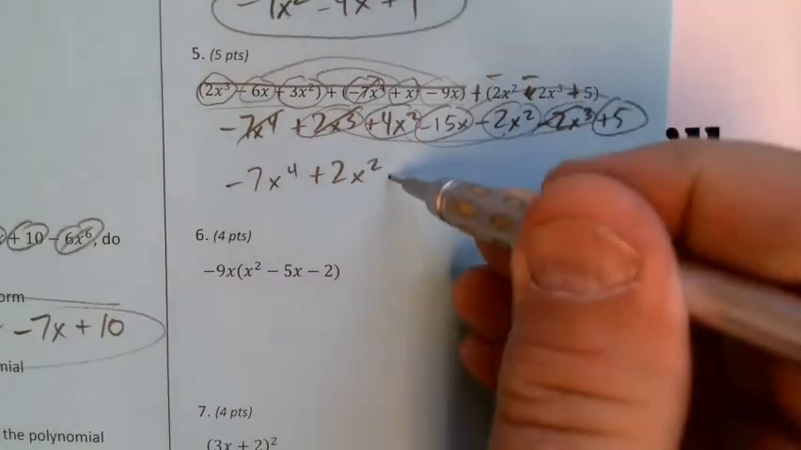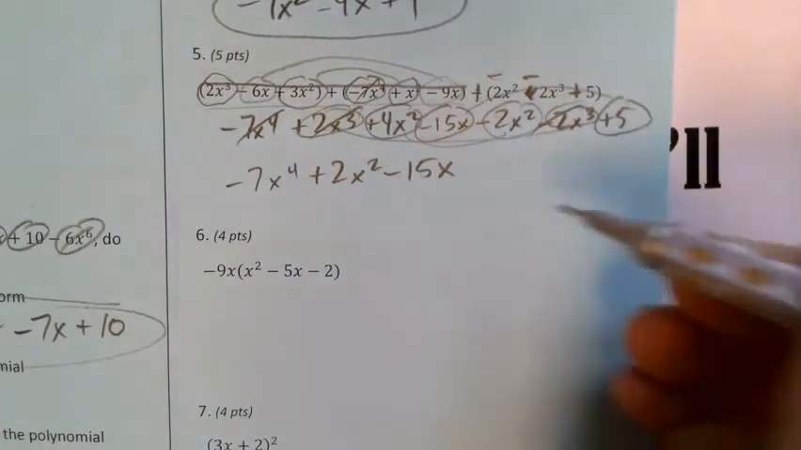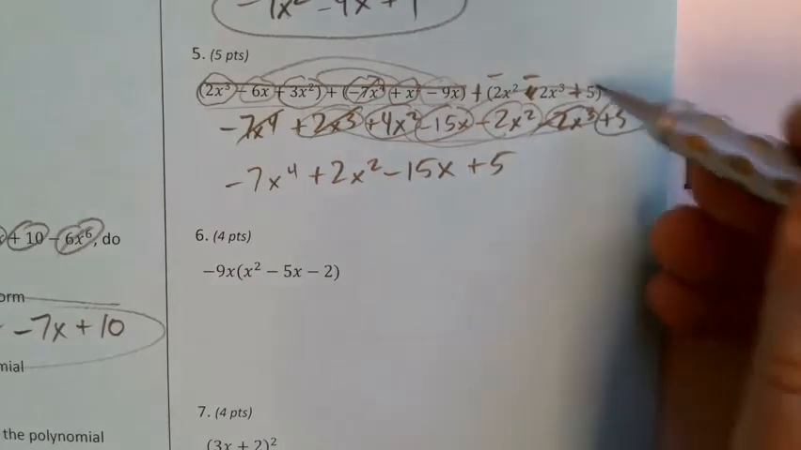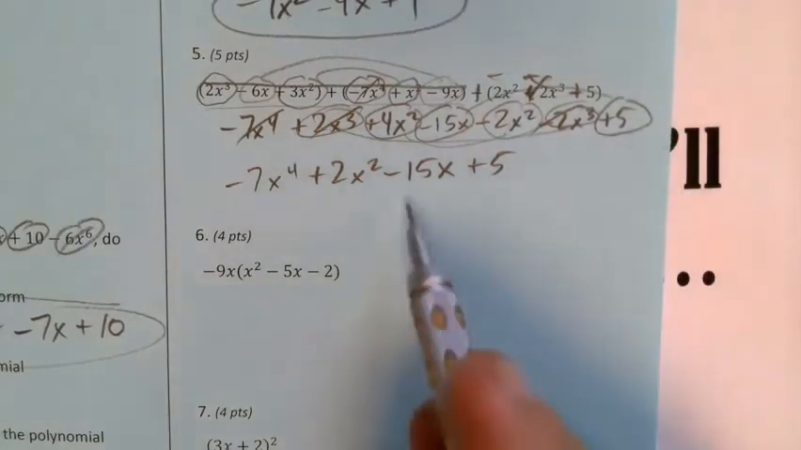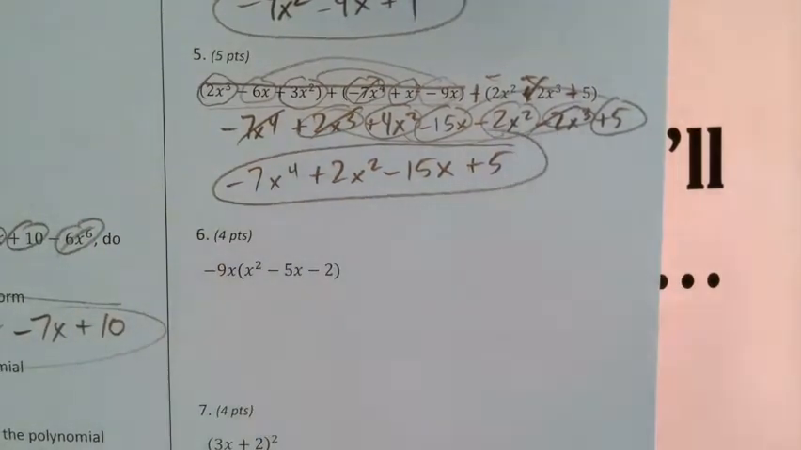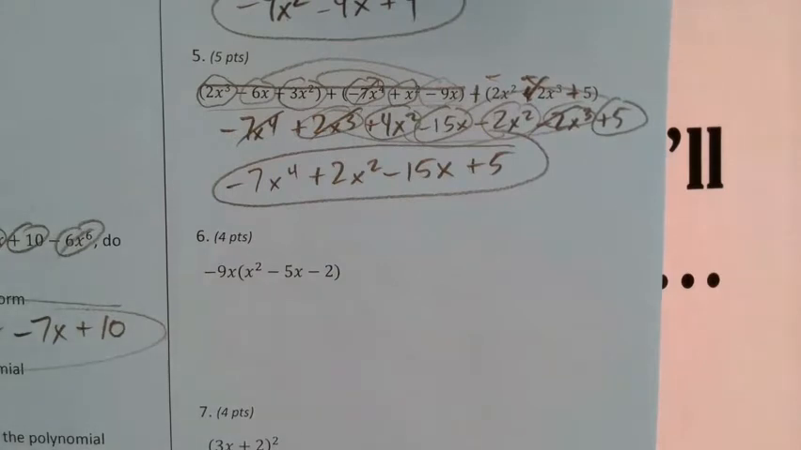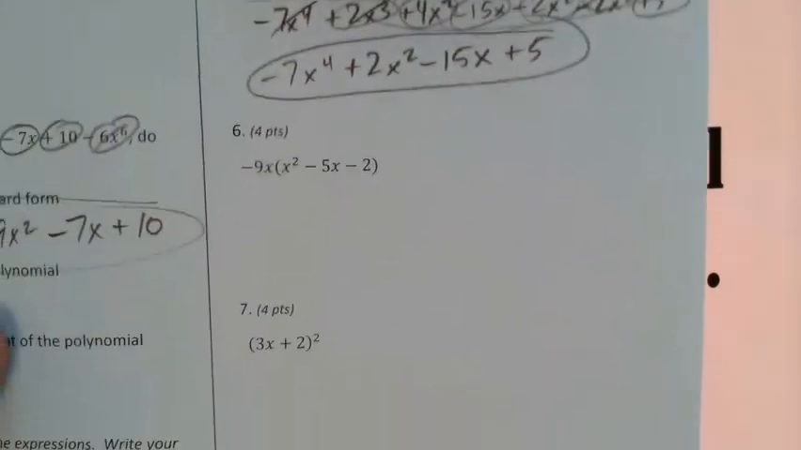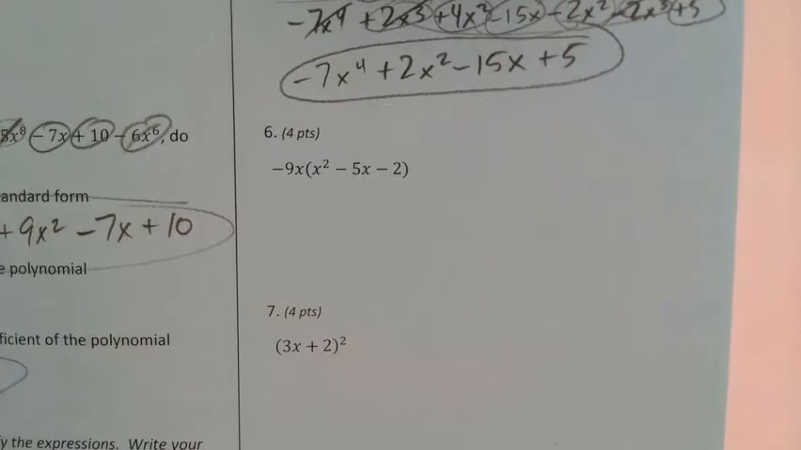Oh, no, it's not, because the negative 15x has an x, and the positive 5 doesn't. So those are not alike, and they're just going to finish things off, and there's my answer. Cool. Number 6, I've got to multiply, simplifying by multiplying.